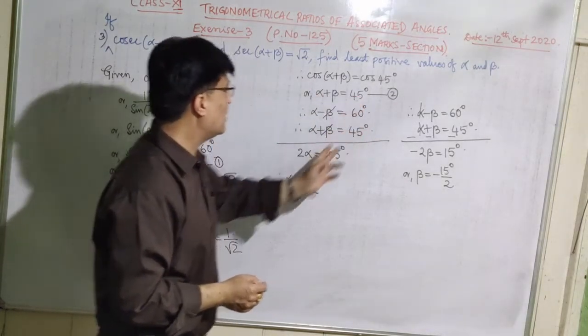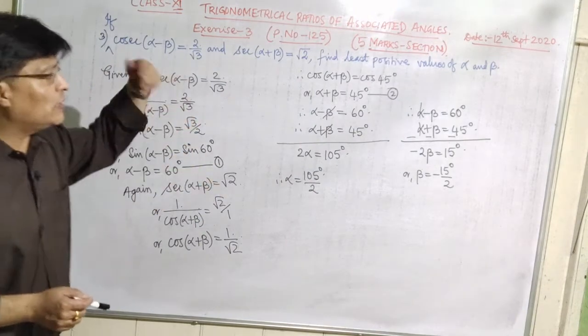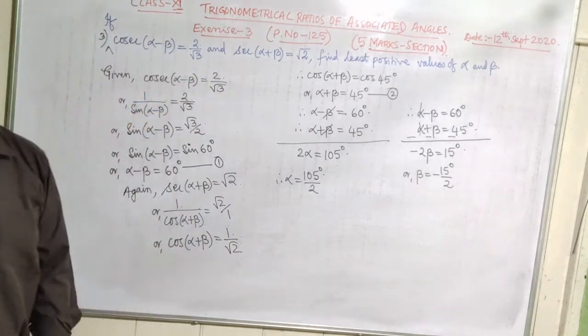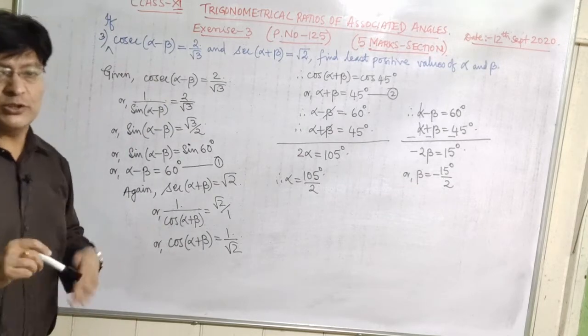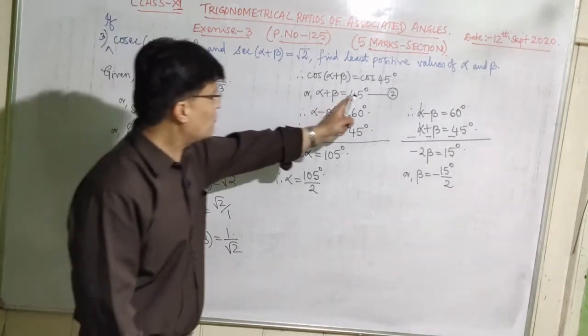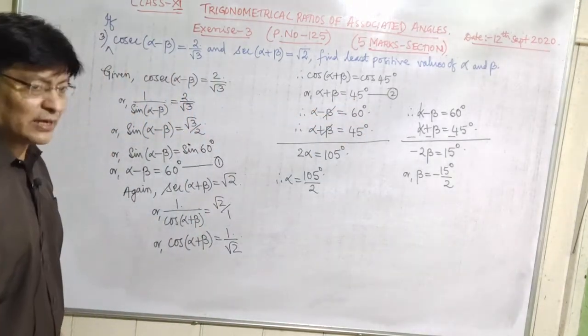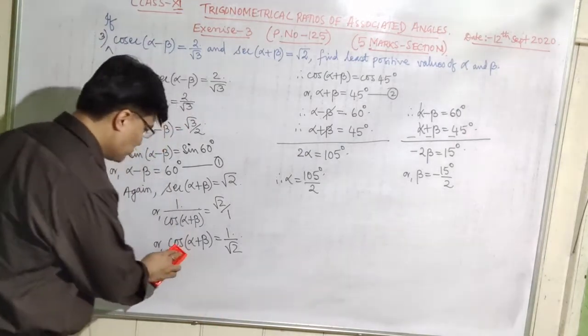This 45 degree must be more than this 60 degree in order to get the positive values of alpha and beta. So this problem is not correct. In this case, this 45 degree must be greater than 60 degree. Is that clear now? So up to here it is correct.